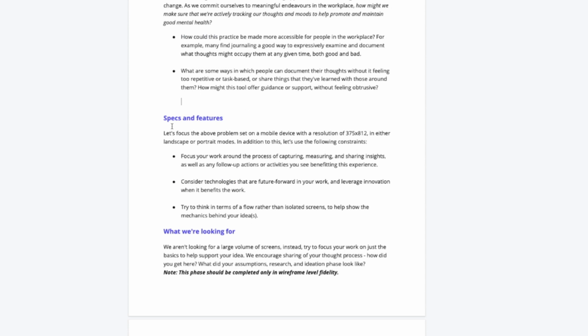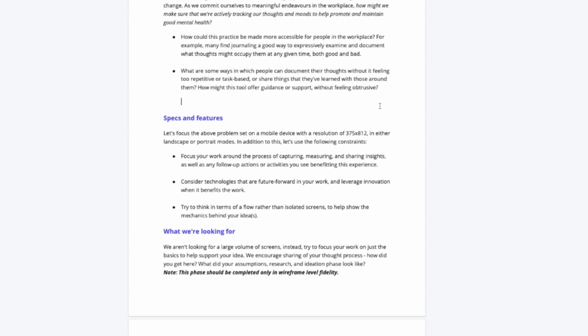Then they listed some specs and features, so they wanted me to design this solution on a mobile device with a resolution of 375 by 812 in either portrait or landscape. This was good to hear because, in doing some research around these take-home assignments prior to diving into this one, I came across some prompts that try to steer you more in the direction of end-to-end service design, or where part of your job as the designer is figuring out what type of solution you're actually designing.